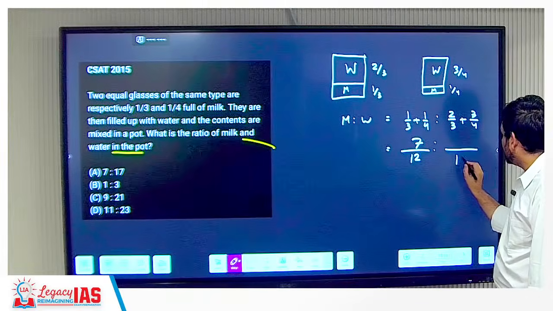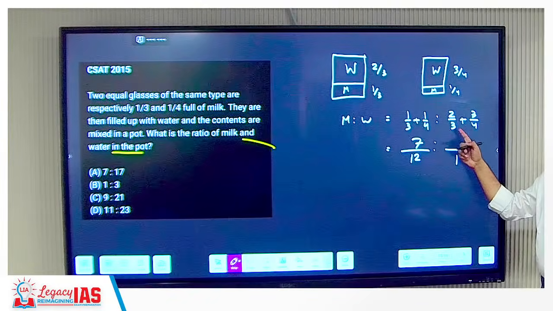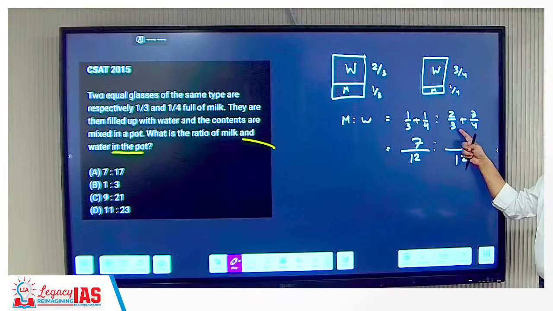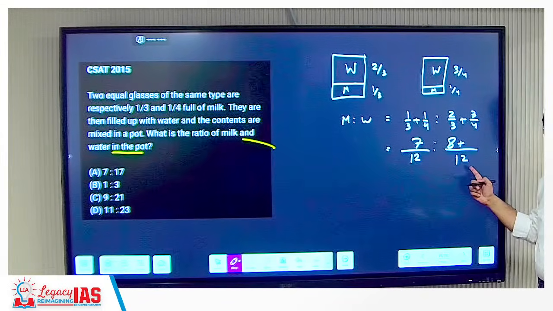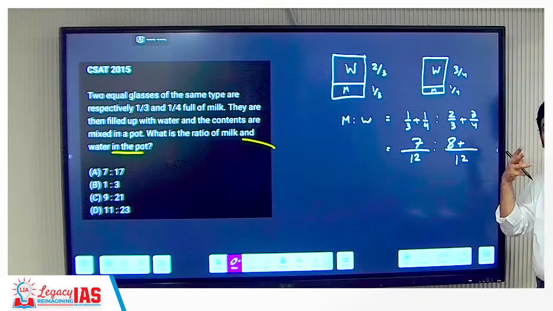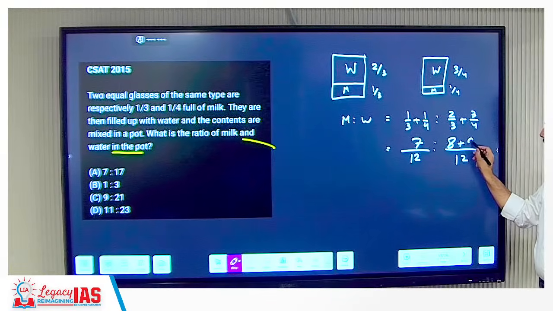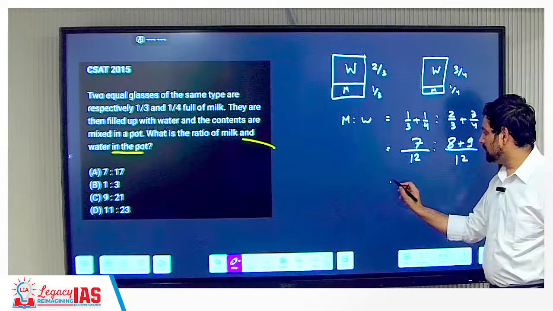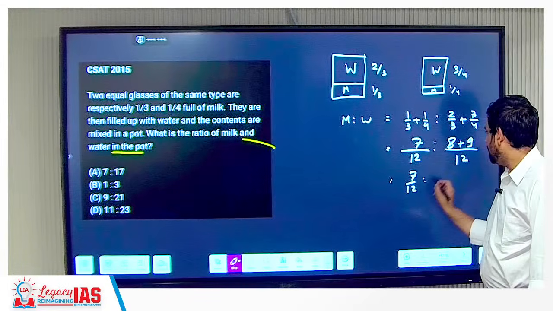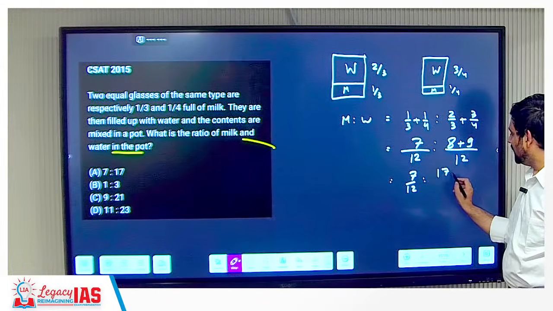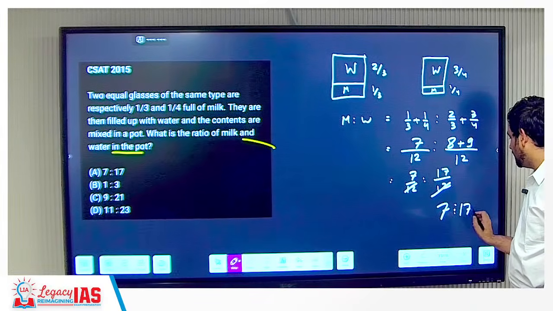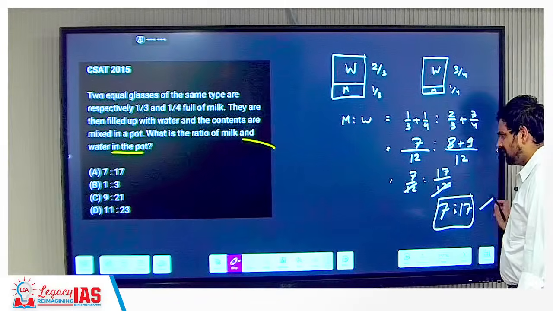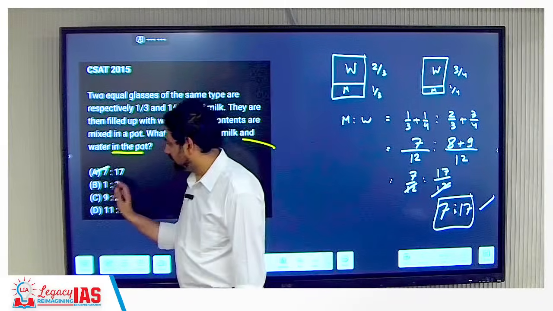Then here also 12 is LCM, but now 3 if you divide it goes 4 times, so it becomes 4 into 2, that is 8, plus 4 divided by 4 when divides 12 goes 3 times, so 3 into 3 becomes 9. So this becomes 7 by 12 ratio. 8 plus 9 is 17 by 12. 12 and 12 you can cancel. Answer becomes 7 ratio 17. As simple as that.